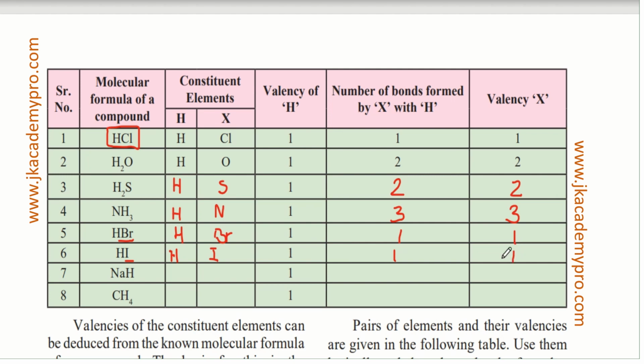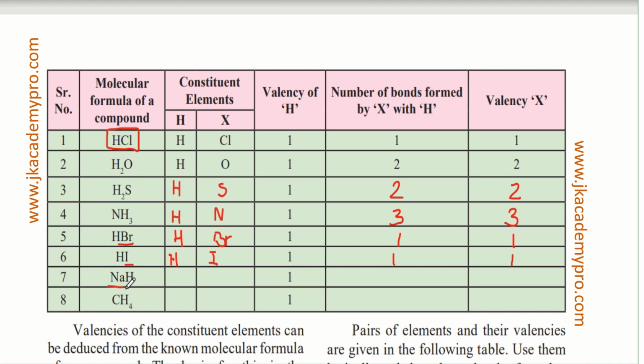The next compound is NaH. Here Na is sodium. Be very careful and do not confuse Na with N. If it is just N, then it is nitrogen. But if it is Na, then it is sodium. So here the constituent elements are H, that is hydrogen, with Na, that is sodium. The valency of hydrogen we know is 1. And here also there is just one atom of sodium forming a bond with one atom of hydrogen. Therefore, the valency of sodium is also 1.